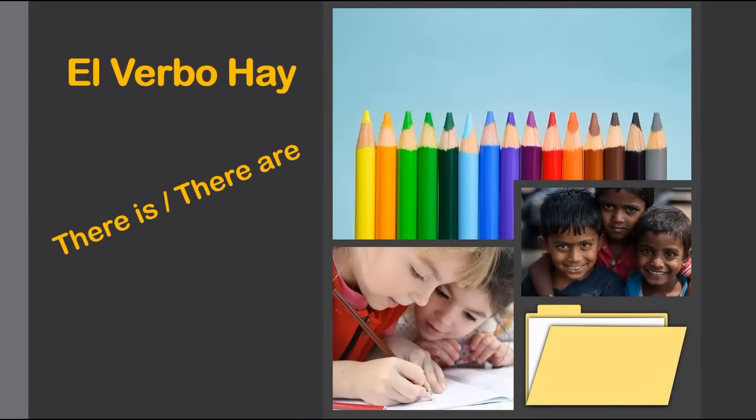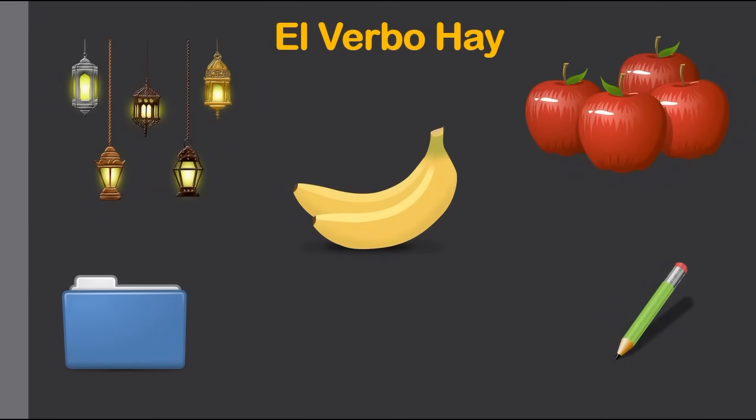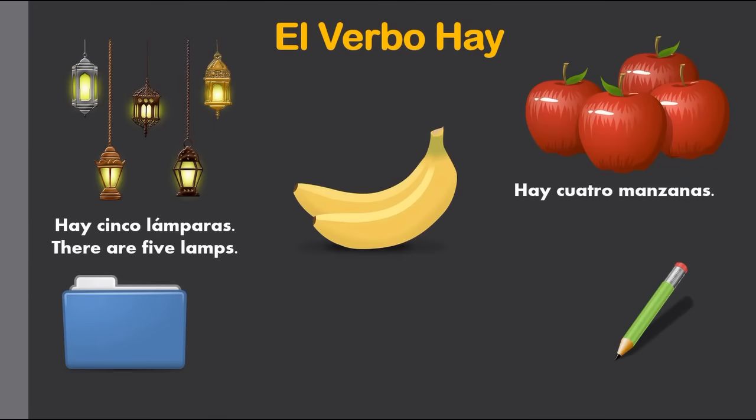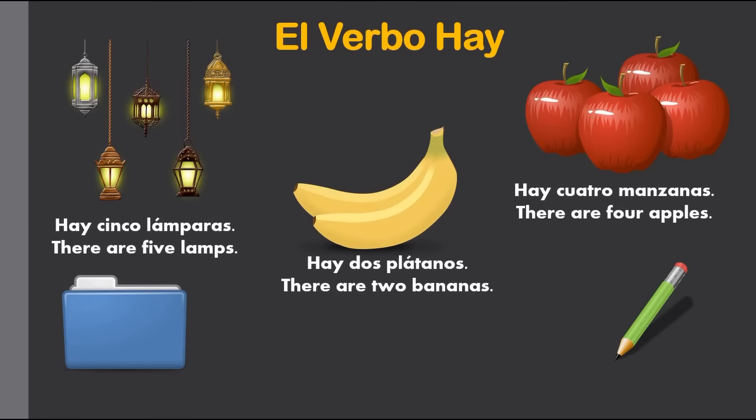Let's use hay with a few more items. Hay 5 lámparas. There are 5 lamps. Hay 4 manzanas. There are 4 apples. Hay 2 plátanos. There are 2 bananas. Hay un lápiz. There is a pencil, or there is 1 pencil.